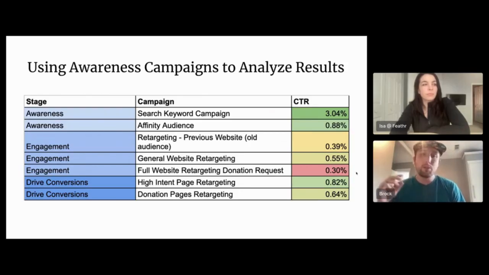But when you include the awareness traffic in this analysis, you see a 3% click-through rate on our very first campaign, which is a search keyword campaign. This, in terms of outbound display marketing, is an incredibly high click-through rate. And it shifted the results in such a way, and also the affinity audience that we were running outperformed every other campaign besides the search keyword campaign. So this shifted the results and made us reevaluate how effective we were actually marketing people further down in the conversion funnel.